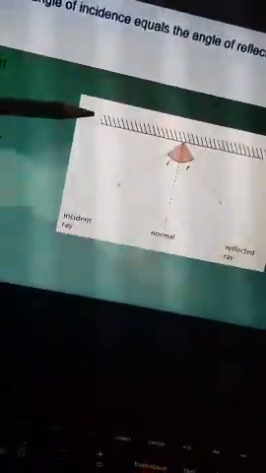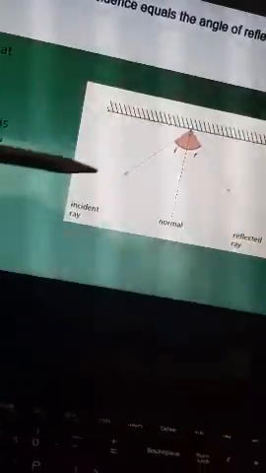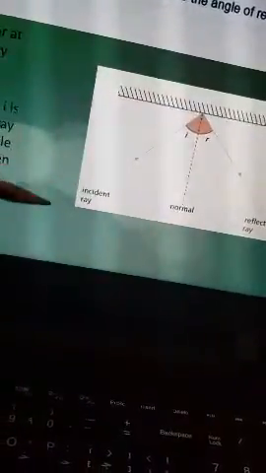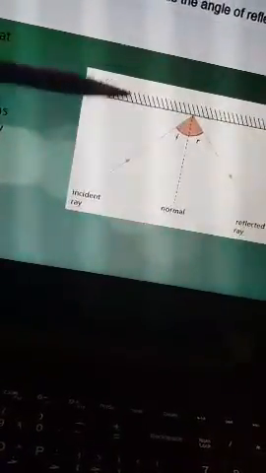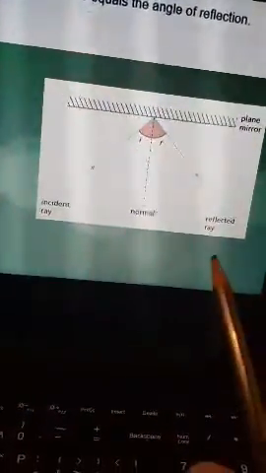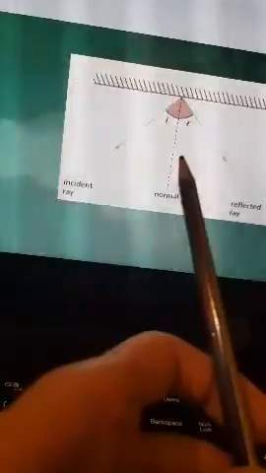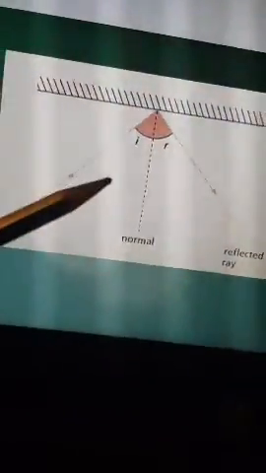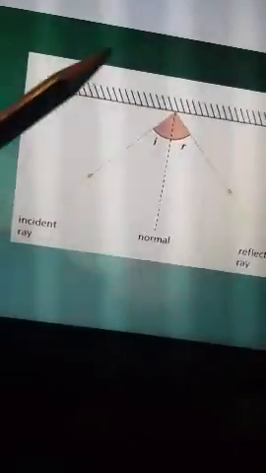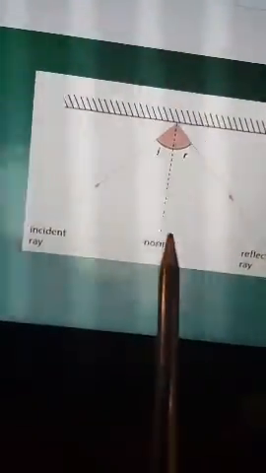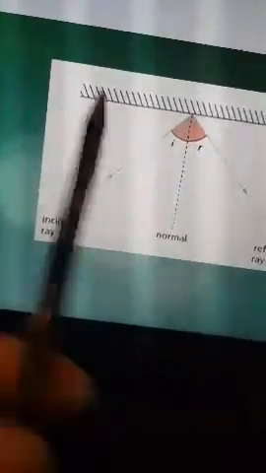Here I have a mirror. Here I have the incident ray, the ray that is coming from the source of light toward the mirror. We call it the incident ray. We have another ray, we call it the reflected ray, the ray that is reflected from the mirror to our eyes. Okay, this is the reflected ray. Now, there is an angle, we call it the angle of incidence. It is the angle between the incident ray and a line we call the normal.